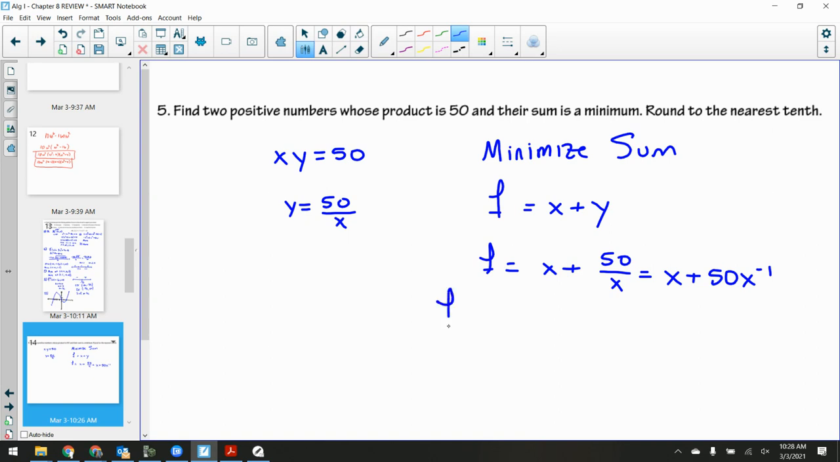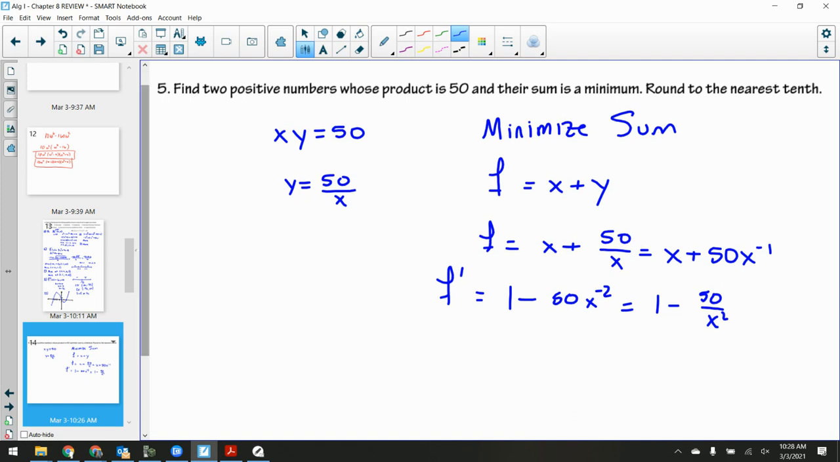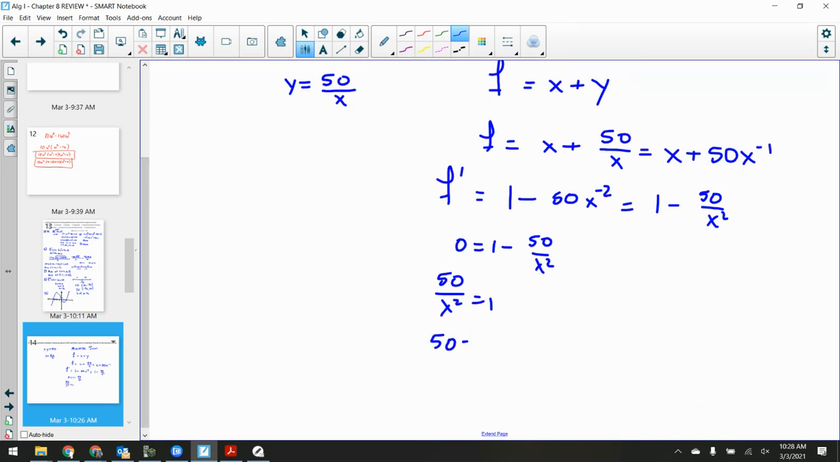Because now f prime is going to be equal to 1 minus, because that negative one is going to come down, 1 minus 50 times x to the negative second power. And that's really easy to find the derivative that way. So in other words, that's 1 minus 50 over x squared. And then a lot of people try to find common denominators now. You don't even need to do that. So 0 is equal to 1 minus 50 over x squared, right? So add the 50 over x squared over to the other side, multiply by x squared, and now I've got 50 is equal to x squared.